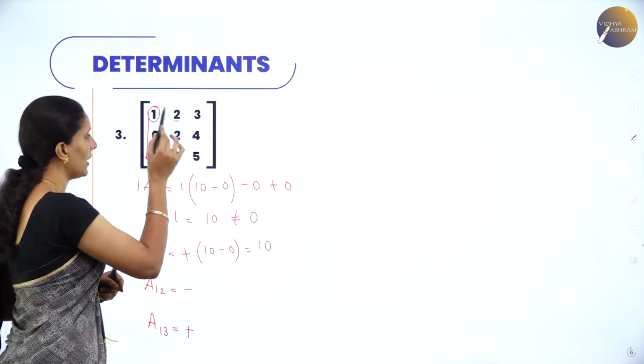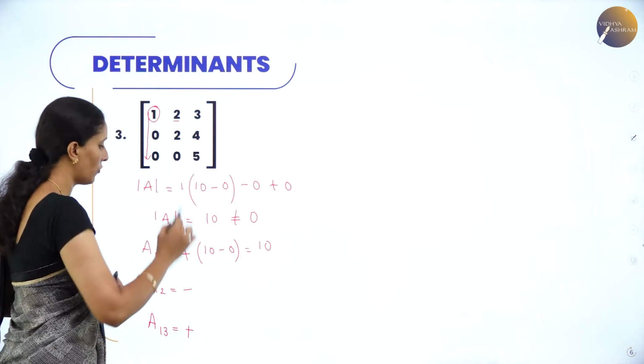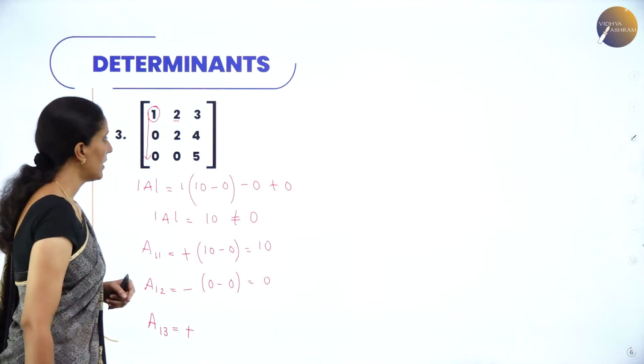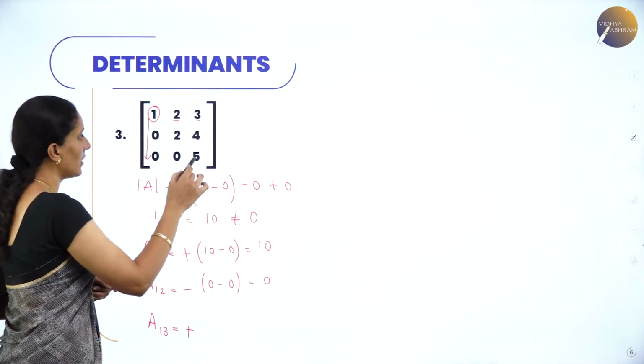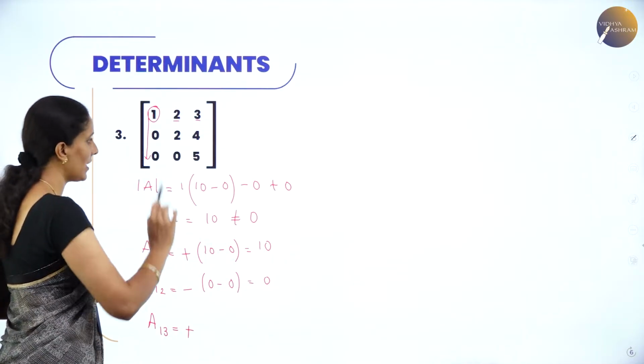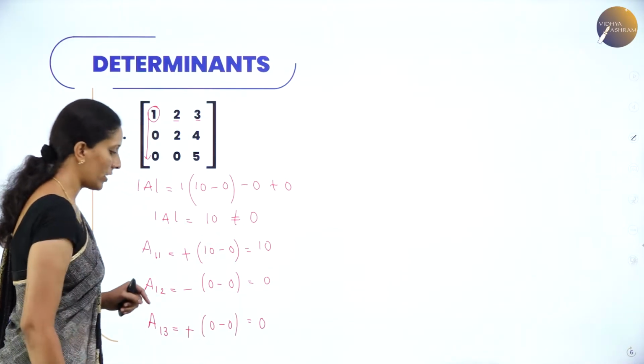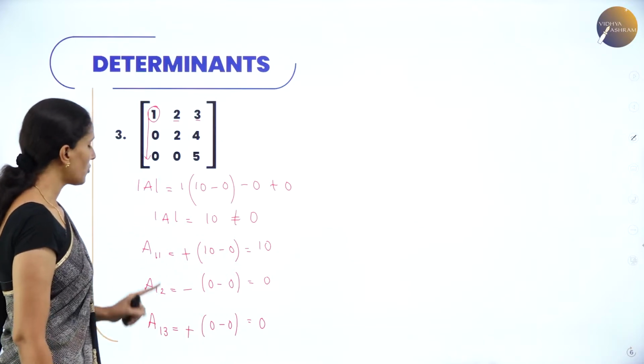Next is for 2. Delete the row, delete the column. 0 5 is a 0, 0 4 is a 0. So we get 0 minus 0. Hence the answer is 0. Next is for 3. So delete the column, delete the row. 0 minus 0 again. So the cofactor here is 0. Now the first row elements are done.